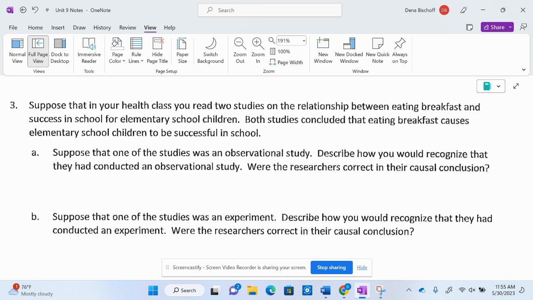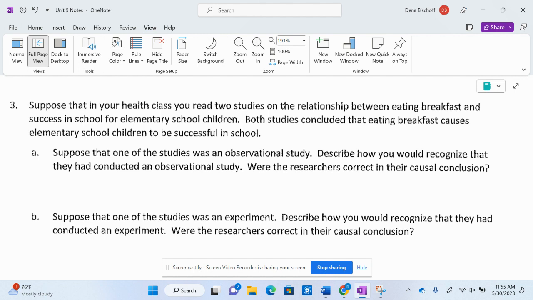So first of all, let's talk about this. This is a study, right? So that means it's an observational study. And it says that it concludes that breakfast causes kids to do better in school. Are we allowed to determine cause from a study? No, we can only determine cause from an experiment. So first of all, that whole thing is crazy. But anyway, it says, suppose that one of the studies was an observational study.